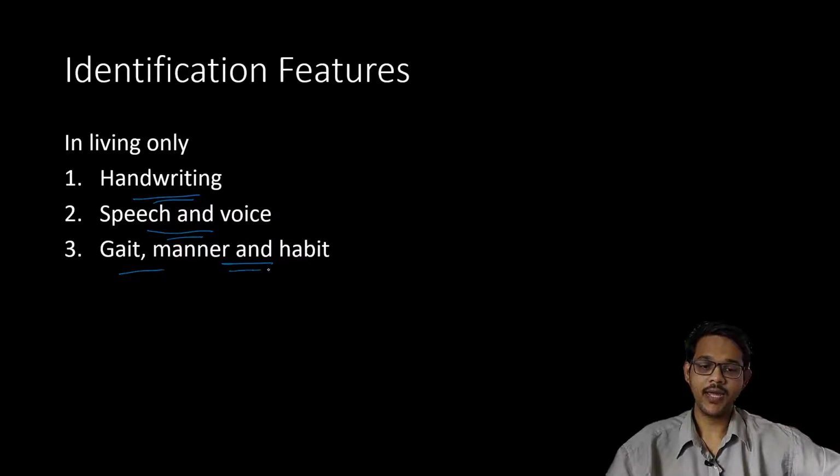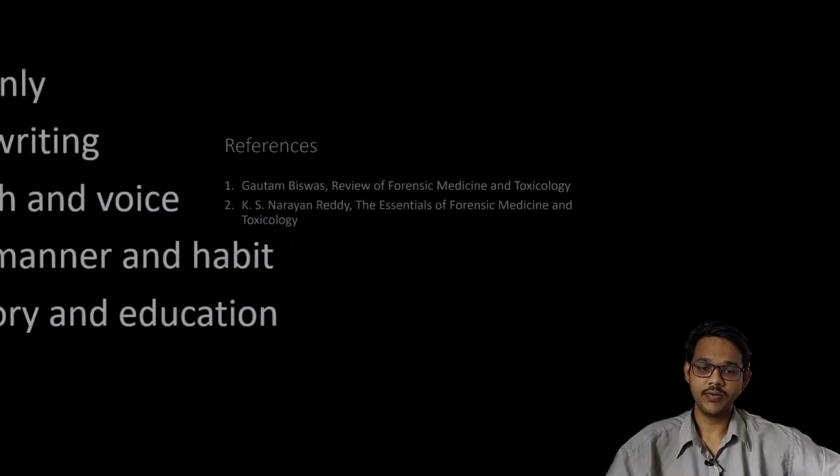Gait, manner and habits of the person can also be used to identify a living person. Gait is the way the person walks, or the way he behaves with others, and his habits can be used. Memory of the person: if the person is well educated, then we can ask questions and detect whether the person is the same person or not.